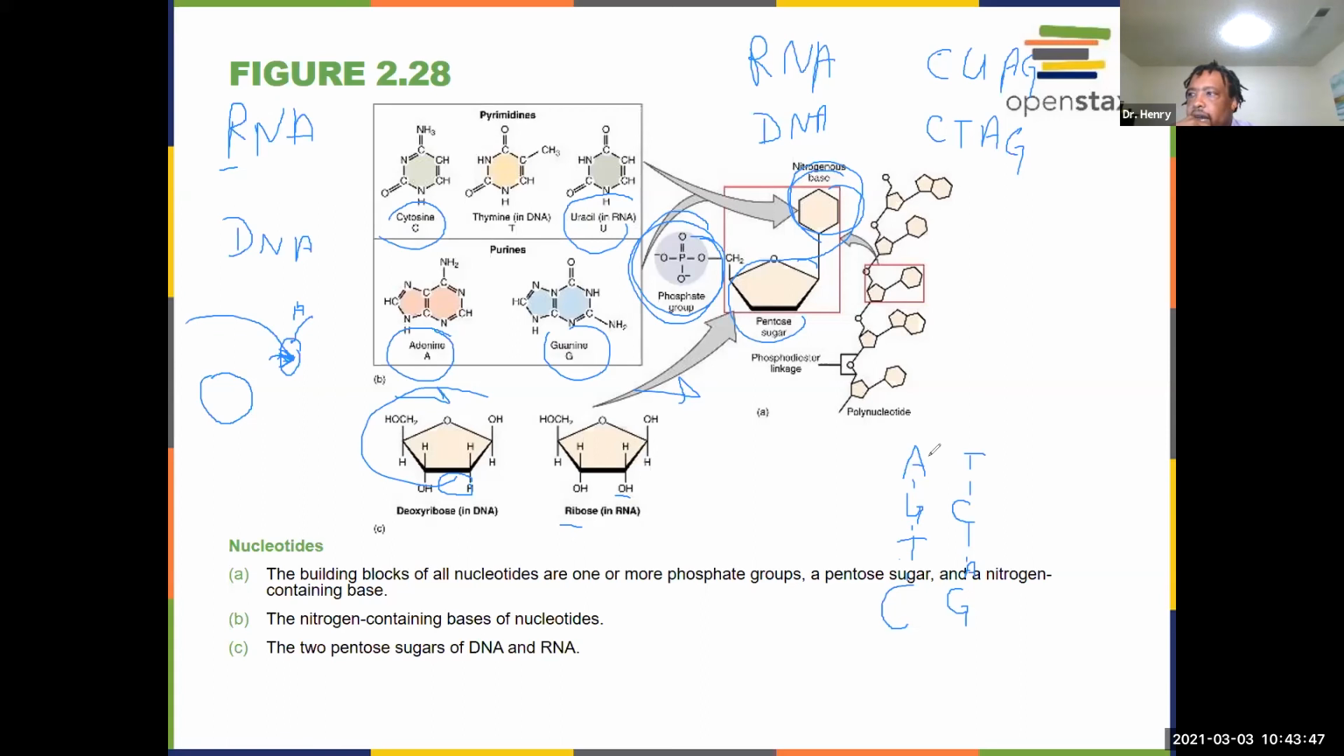And these guys are interacting by hydrogen bonds. So I'm just going to draw these to represent our hydrogen bonds. Okay, so A interacts with T by hydrogen bonds. So they pair up, and that allows us to keep those two strands. One strand is used for coding, and the other strand is just used as a template, right?